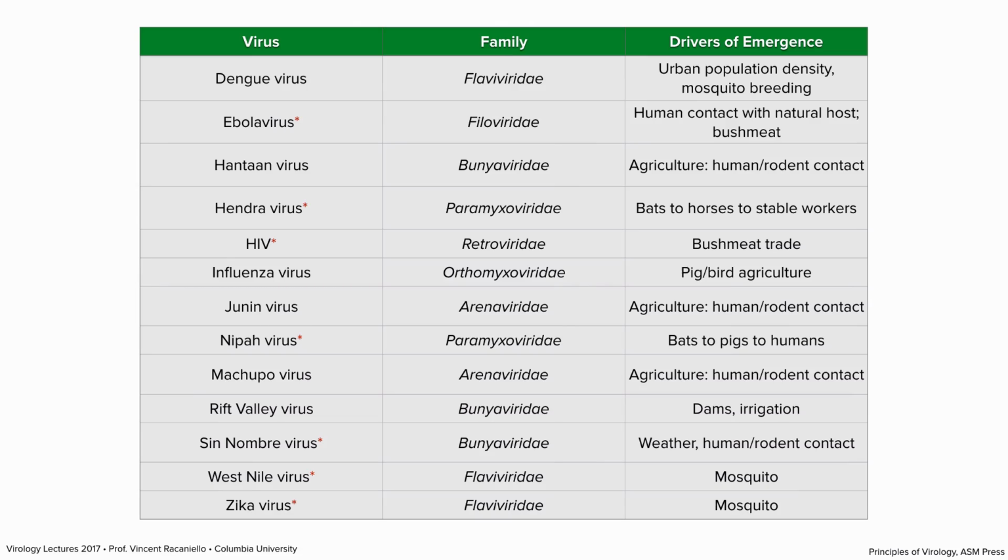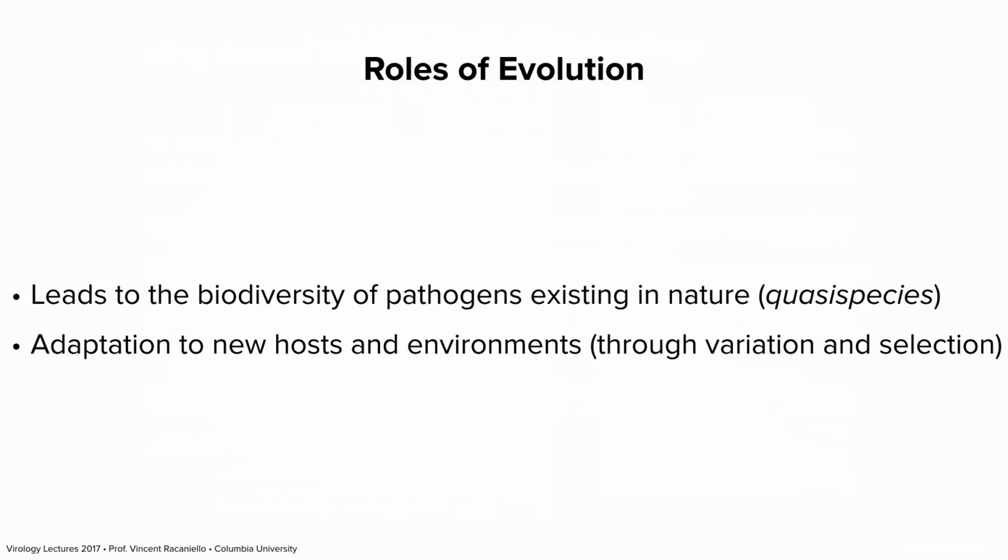Hantavirus is a virus that emerged due to changes in weather, as well as human and rodent contact. We've talked about the introduction of West Nile virus to the US. You introduce a virus into a country where it's never been before, no one has immunity, and it makes a huge outbreak. And finally, Zika virus, spread via mosquitoes and recently emerged as well.